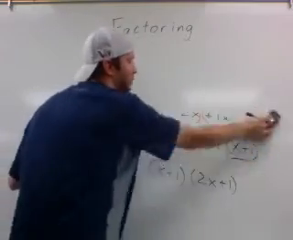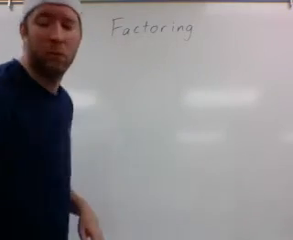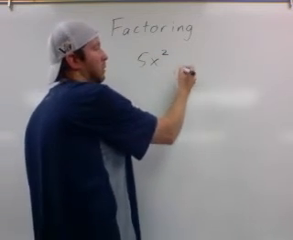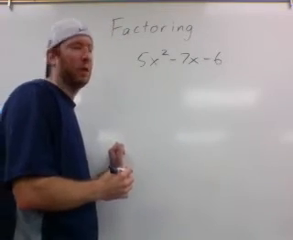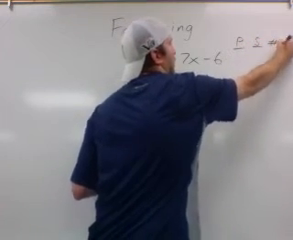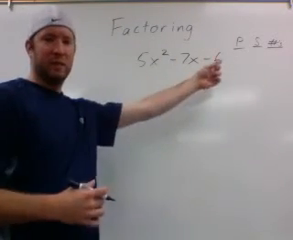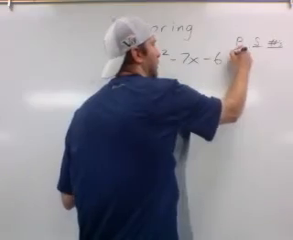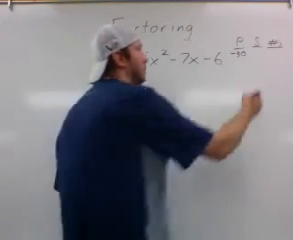All right, let's look at a couple more examples. We're going to look at 5x squared minus 7x minus 6. Okay? So first thing I'm going to look for is that product, sum, and numbers. Okay? So again, to find the product, I'm going to take A times C. So 5 times negative 6 is negative 30. My sum is the B value, which is negative 7.